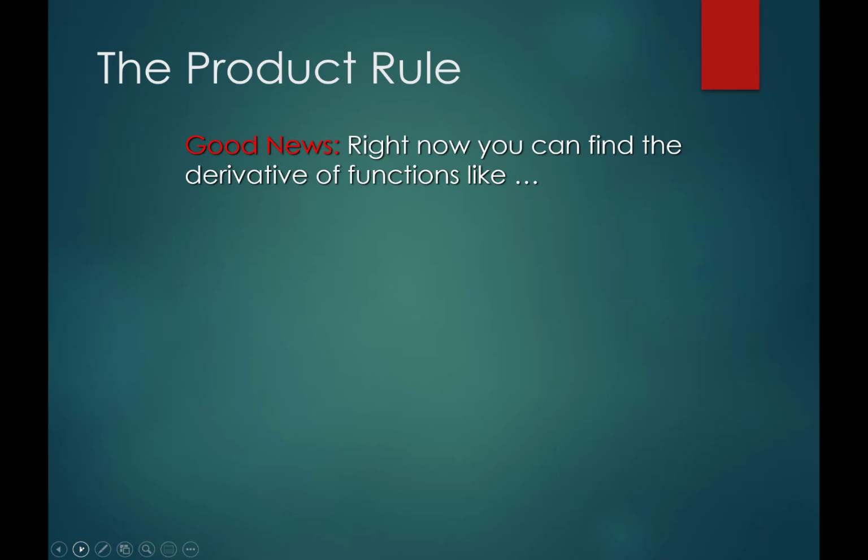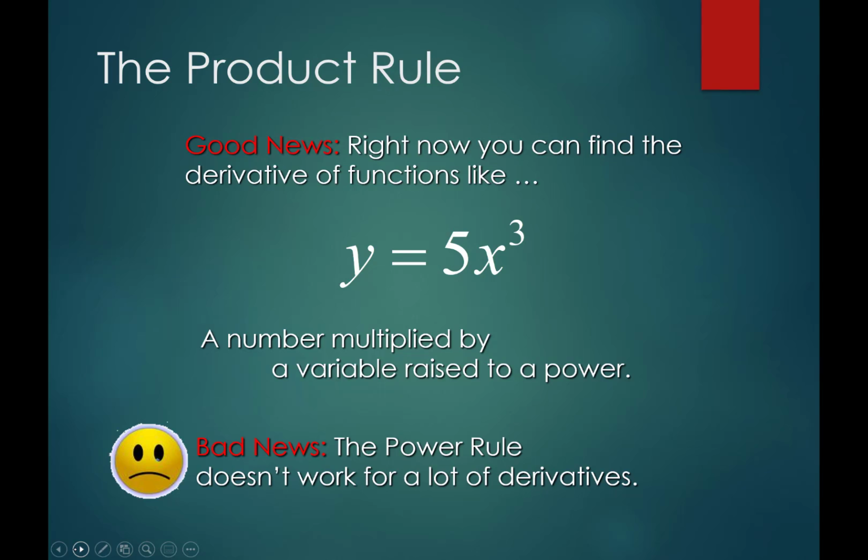So right now we are able to differentiate functions looking something like that. Pretty easy. We know that this is y equal to 5x to the third, and we could simply multiply 3 times 5 and subtract 1 from the exponent. However, in many situations the power rule will not work, and as such we're going to explore the product rule to do a lot of problems where the power rule doesn't work.